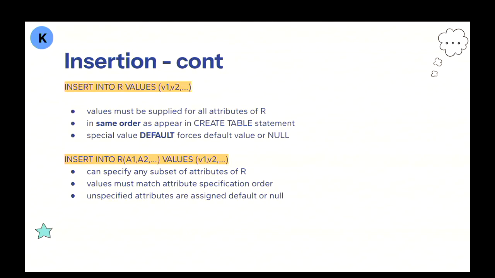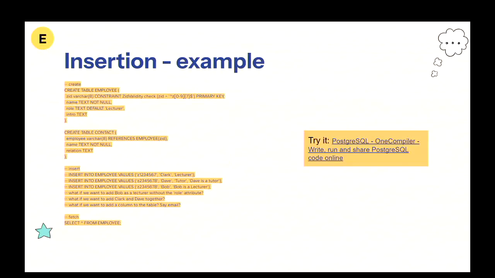For the second type of insert statement, we can specify the attributes of the table. And for the values here, the order of the values must match the order of the attributes we have specified in the statement. For those attributes which are not specified, they are assigned a default value, or just null if we don't do anything. So that's the second type of insert statement.